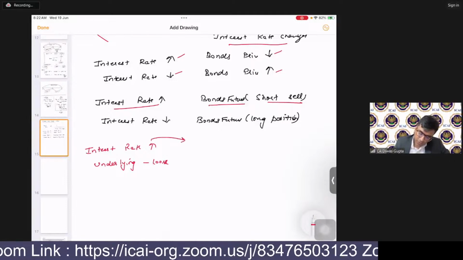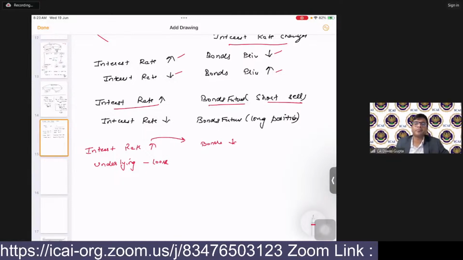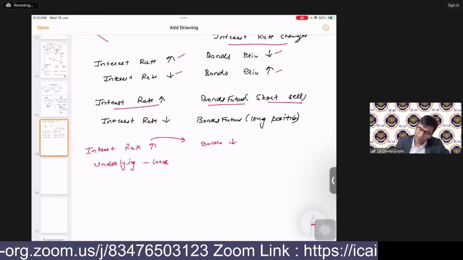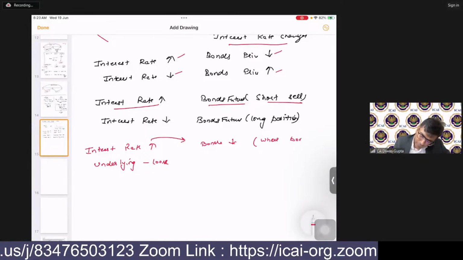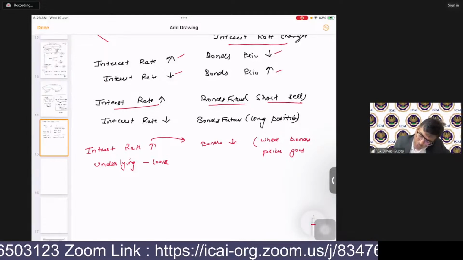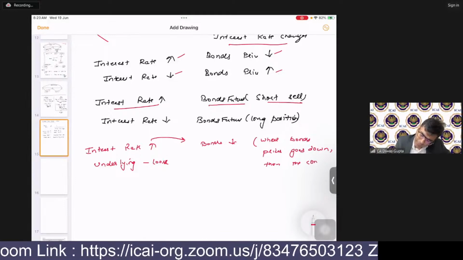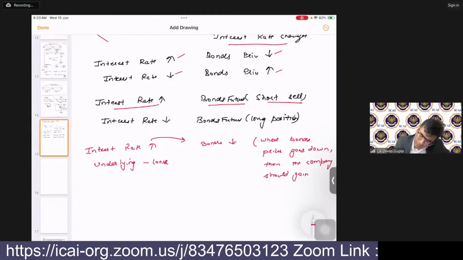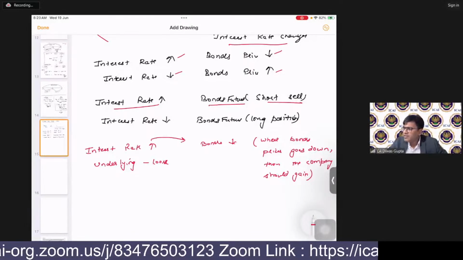The moment interest rate goes up, bond prices go down, right? So I have to cover for a situation where bond prices go down, then the company should gain. In which situation will that happen?